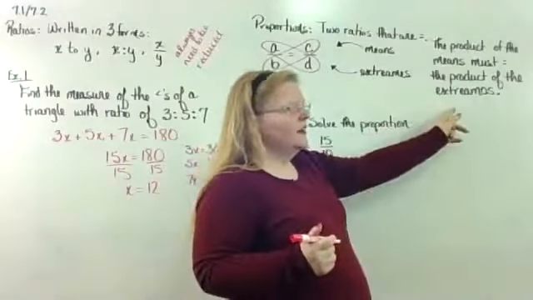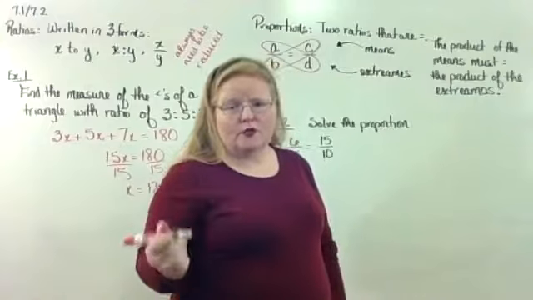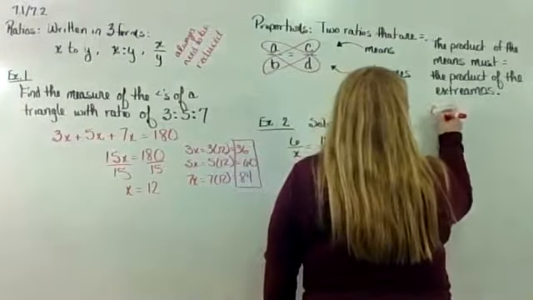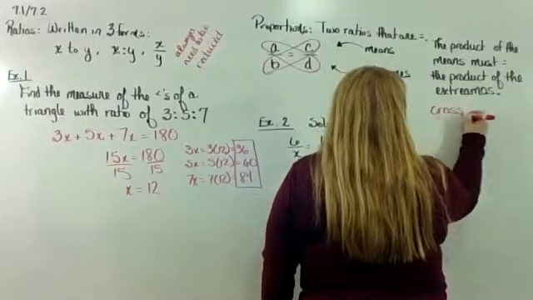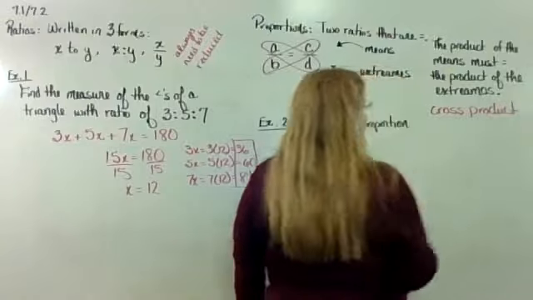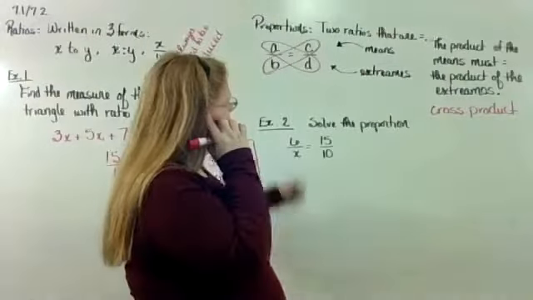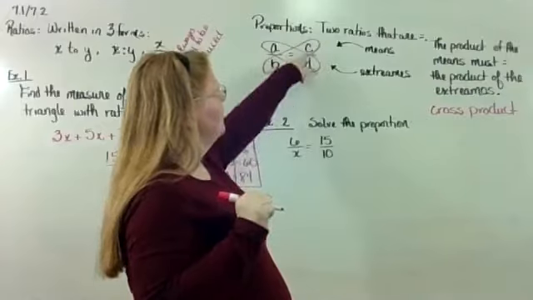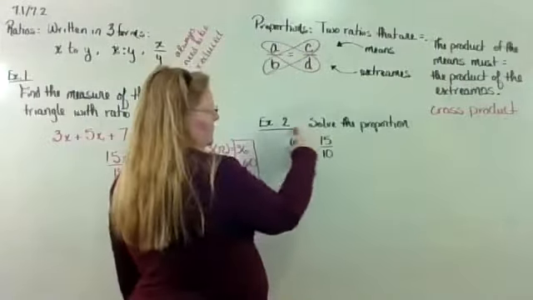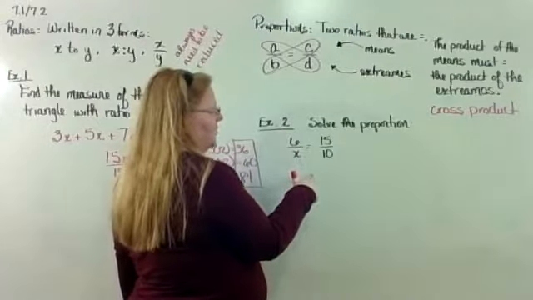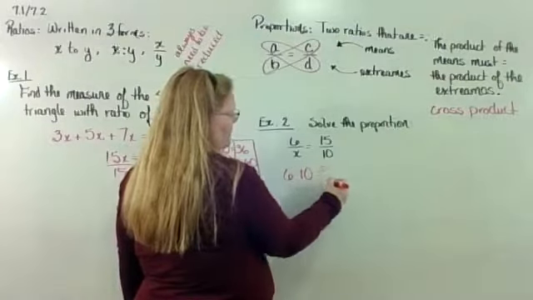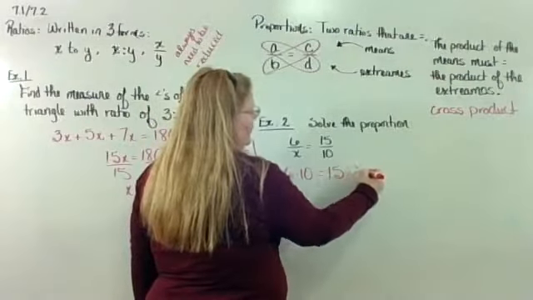This fact is using something called cross products. Your book uses that a lot. The cross product is what you get when you multiply either your means or your extremes. So down here, when I start to solve a proportion, I can say that 6 times 10 is equal to 15 times x.